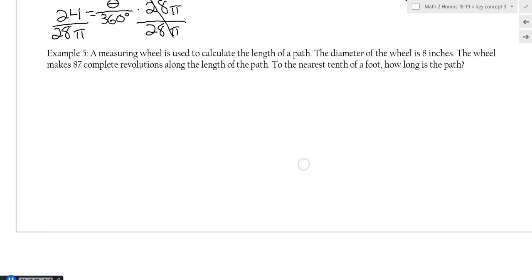All right, the last problem we are looking at is example 5. A measuring wheel is used to calculate the length of a path. The diameter of the wheel is 8 inches. The wheel makes 87 complete revolutions along the length of the path. To the nearest tenth of a foot, how long is the path?